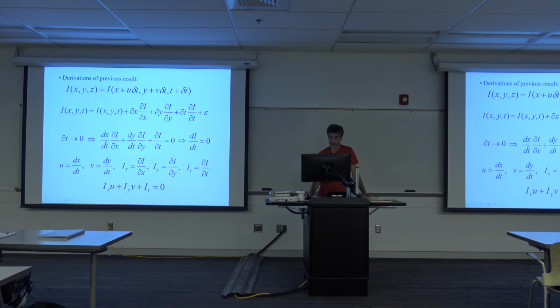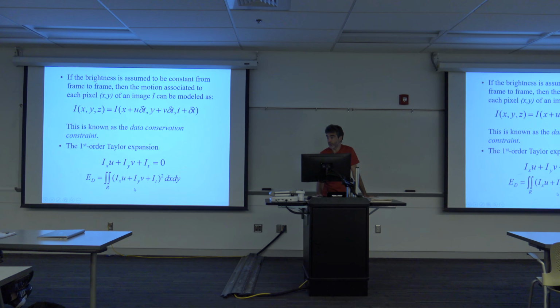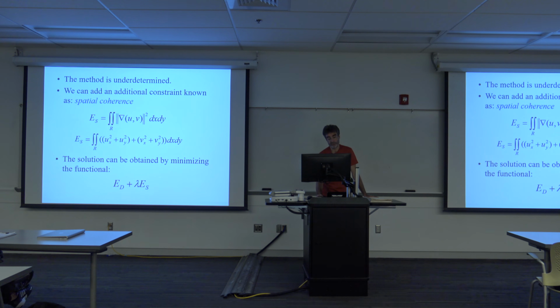And remember that we called d of x over dt. This is our motion, or our vector that tells us the correspondence, right? The motion of the pixel, u about the x direction. V right here is the motion about the y direction, right? And Ix, Iy, It, we call them the partial derivative of the image with respect to x, y, and t respectively. And that's what gives us this data constraint that we had here before.